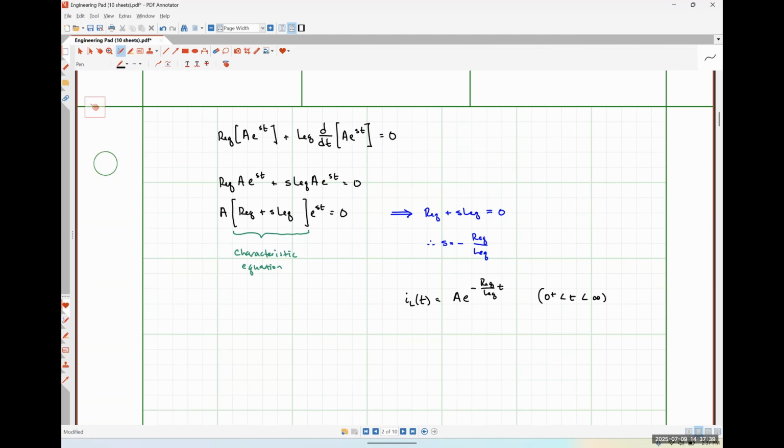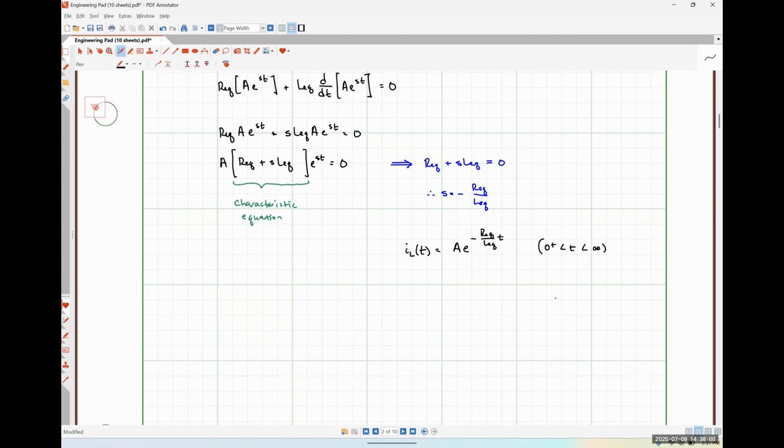So now our task is to figure out what is going on with A. This is a little bit easier to sort out, actually. We know that our inductor current at t is equal to 0 minus has to be equal to what's going on at t is equal to 0 plus. So we could say that IL at 0 minus must be equal to IL at 0 plus.